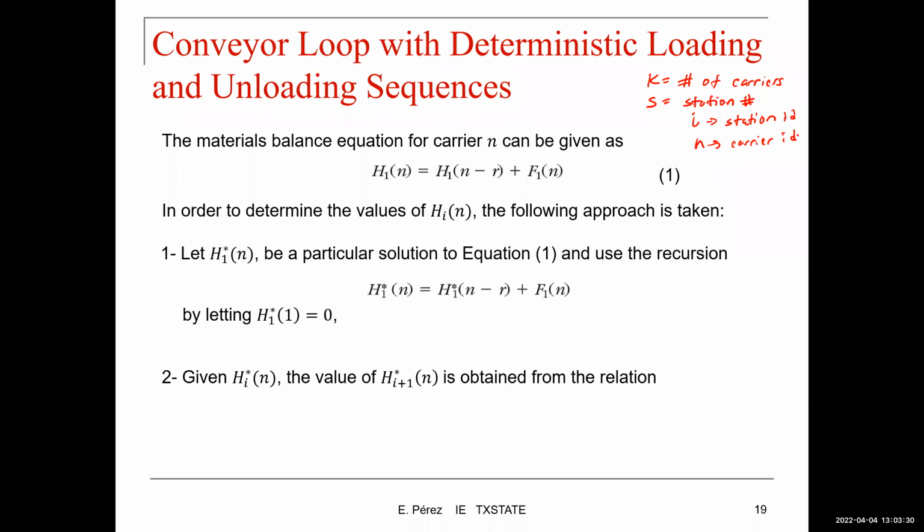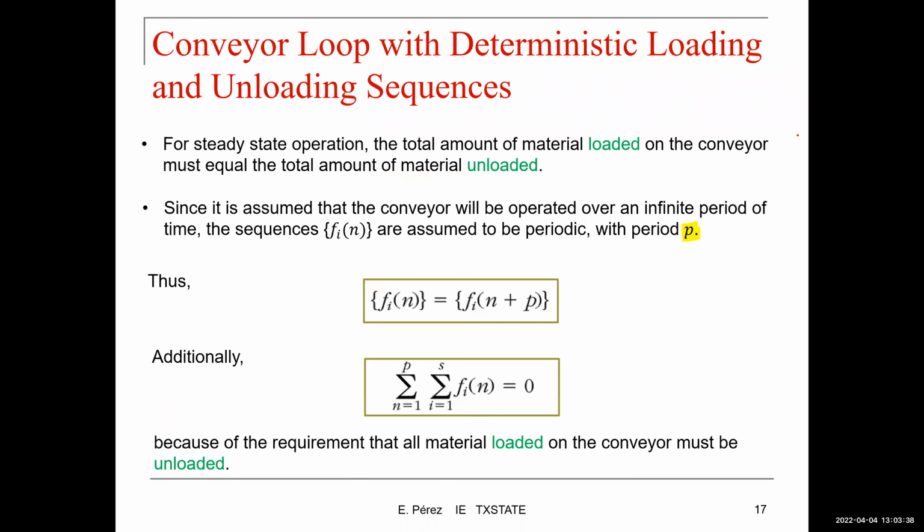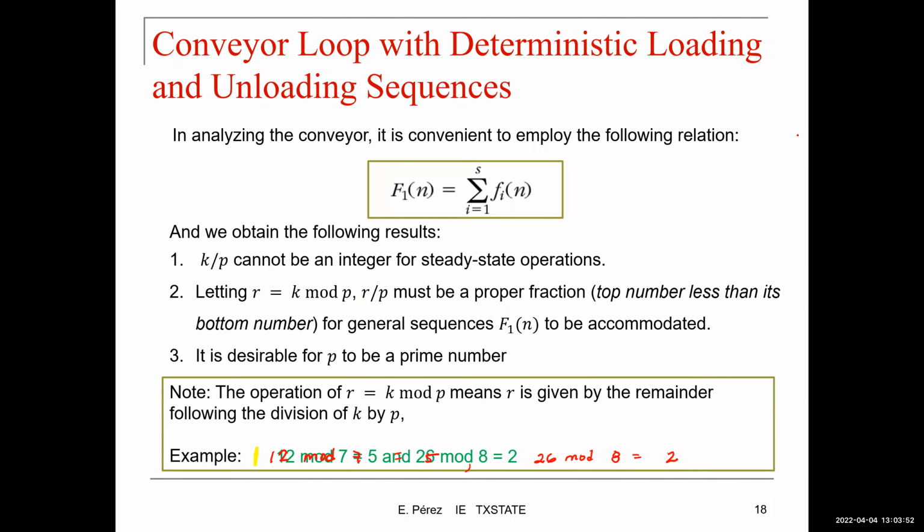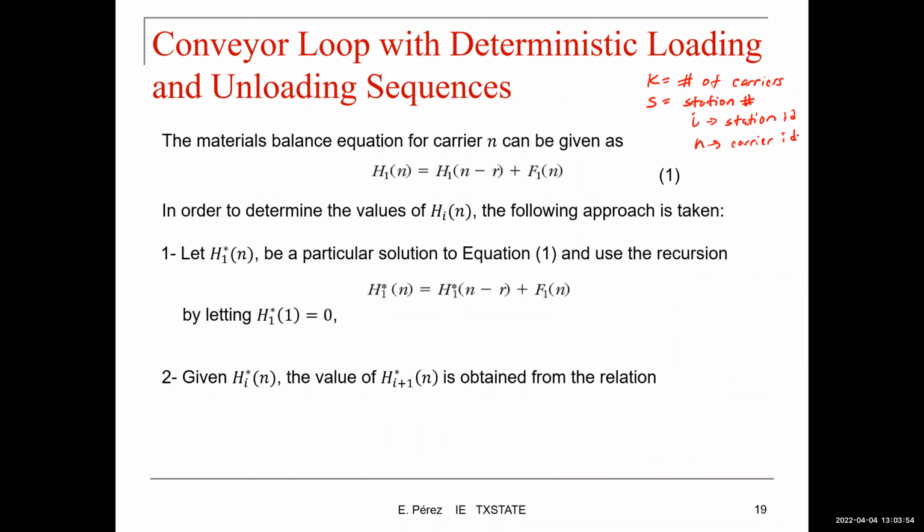Okay, so we are going to formulate this. We want to know H_i of N, right? So we want to know the amount of material carried by carrier N immediately after passing station i. In this first equation right here, we're looking at station 1, and we want to know the amount of items that are in carrier N after passing station 1. And we're going to use that equation to find that number.